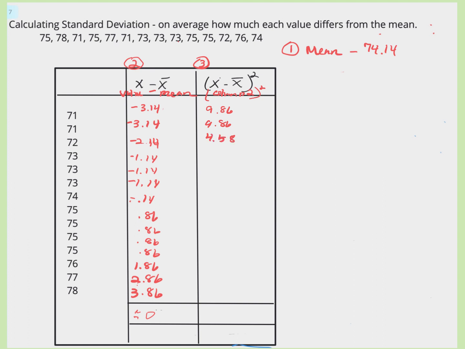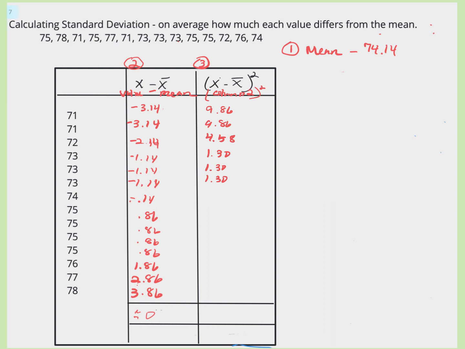I'm just going to round to the nearest hundredth. That 1.14 squared is going to give me a 1.30, because I'm rounding it to the nearest hundredth. So I have quite a few of those 1.30s. And then I'm going to ask you to go ahead and keep on going.